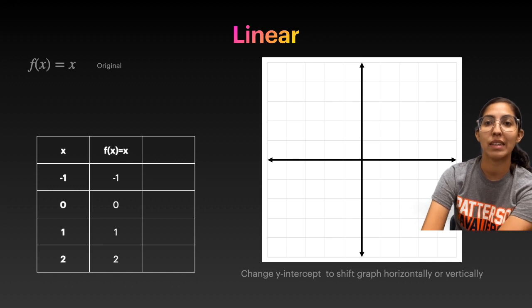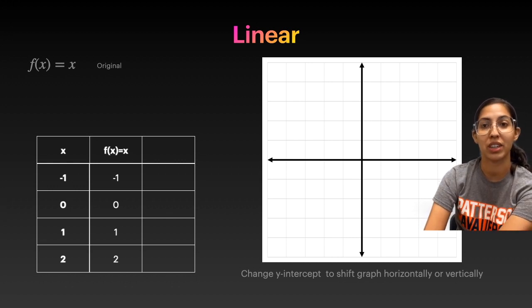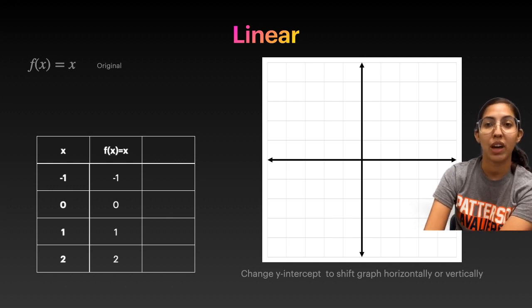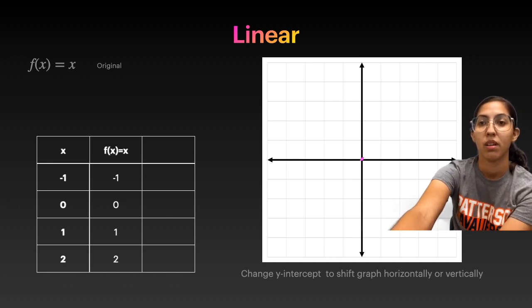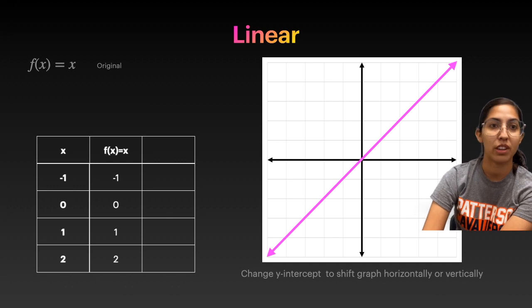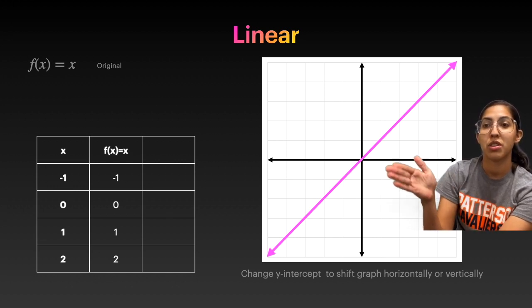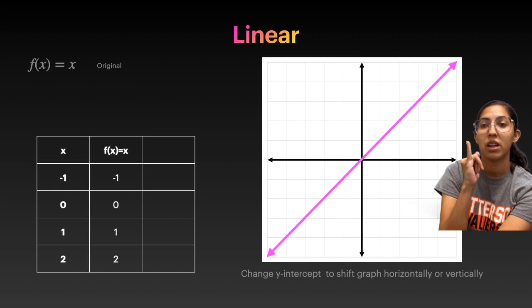First one we're gonna look at is linear. So here we have a linear equation. F of x equals x is our parent function, so this is the original. In our table we have x, which is -1, 0, 1, 2. F of x equals x is -1, 0, 1, 2. So what does that look like? It just looks like a straight line going through the origin. It goes through 1, 1, 2, 2, 3, 3, 4, 4, -1, -1, -2, -2, -3, -3, -4, -4, and so on and so forth.